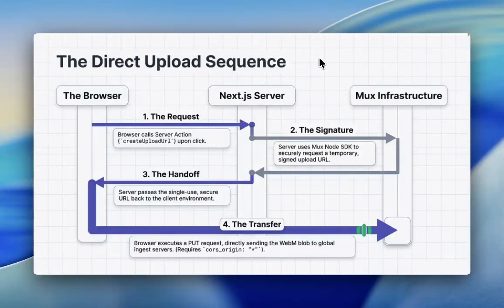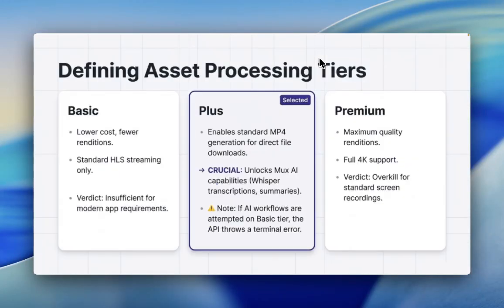The direct upload sequence: the browser calls the server action, create upload URL, upon click. It goes to the signature server, which uses the Mux Node SDK to securely request a temporary signed upload URL. Then the handoff happens: the server passes the single-use secure URL back to the client environment. And then the transfer: the browser executes the PUT request, directly sending the WebM blob to the global ingest server, which requires CORS origin asterisk.